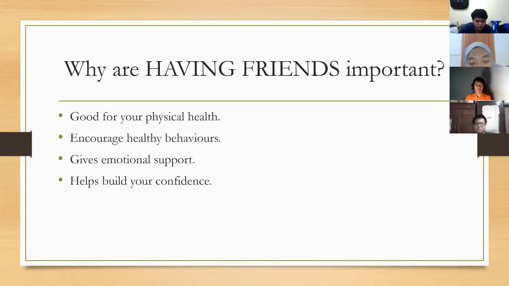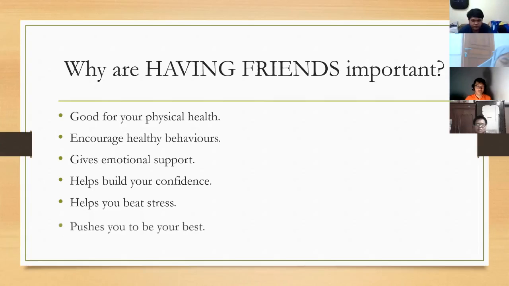And the fifth one is helps you beat stress. Yeah, this is still related to the third point, which is gives emotional support. By telling your friends your problems, maybe your struggles, you can relieve some of the weight in your mind. And yeah, having friends can really lift your stress so that your life, maybe your mental state, can be a little bit better than before.